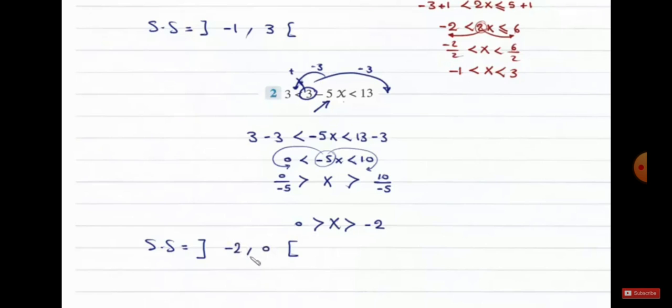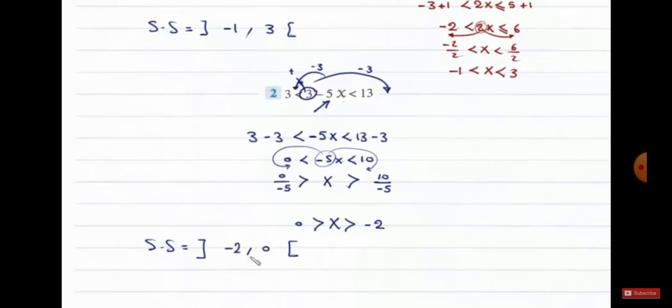Then the solution set is x > -2. Then we put -2 on the left, -2 without equal, so we put it open. Also 0 on the other side, on the right, without equal, so we put it open.